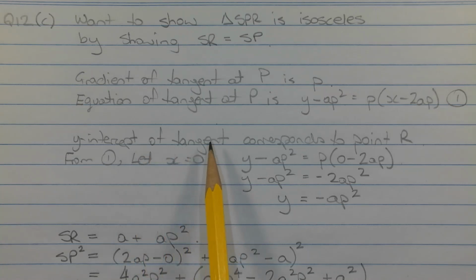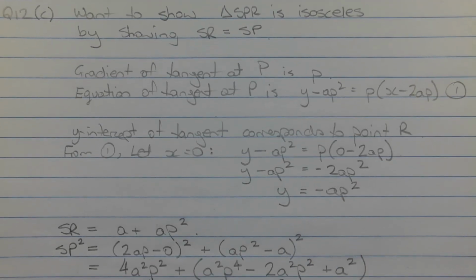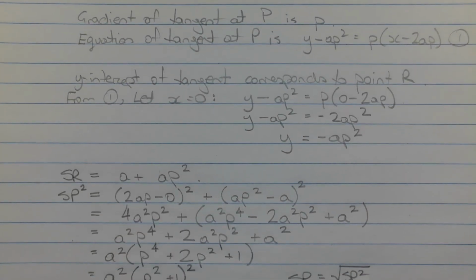Now the y-intercept of the tangent corresponds to the point R. So from equation 1, I'm going to let x equal 0 here, and then solve for y. So y - ap² = p(0 - 2ap), and that simplifies to y - ap² = -2ap². Adding ap² to both sides of the equation, we get y = -ap², and that corresponds to the y-coordinate of point R.